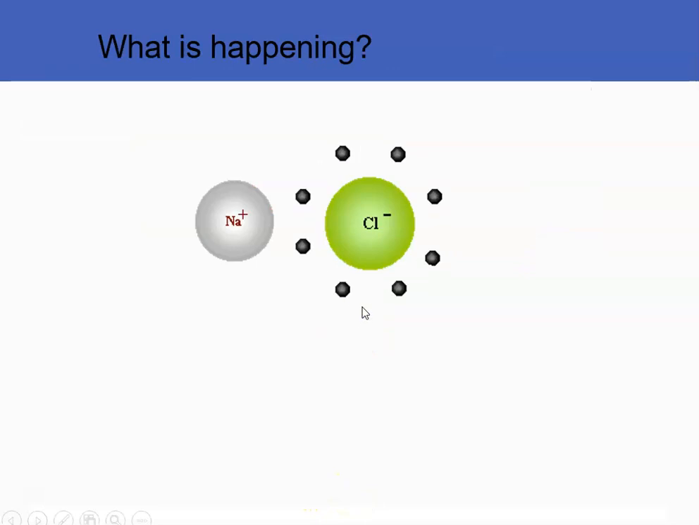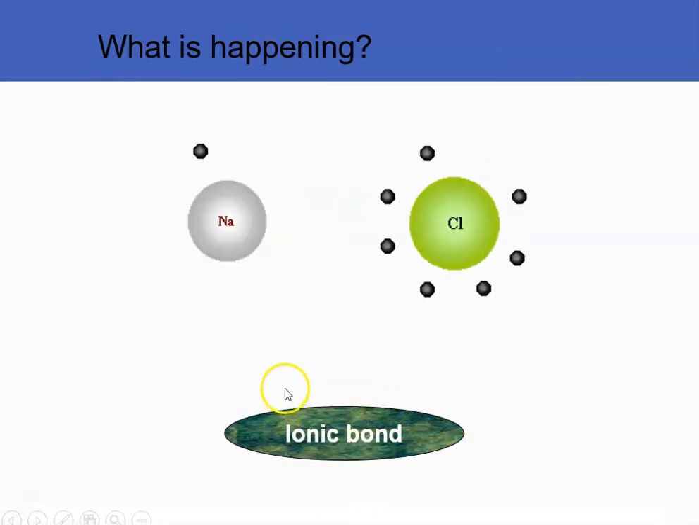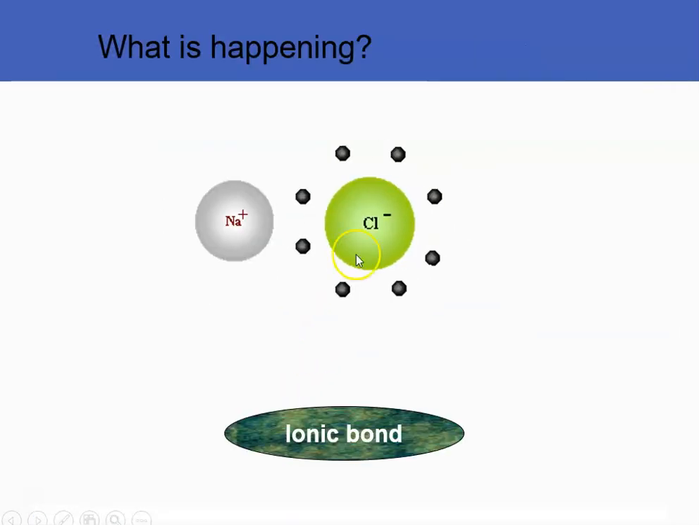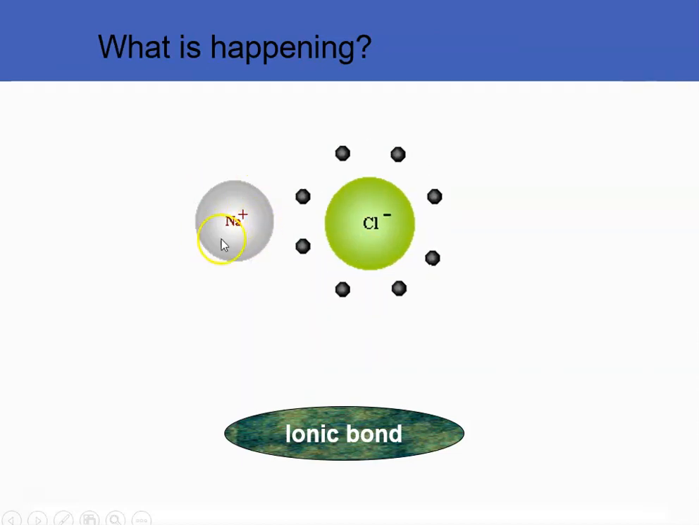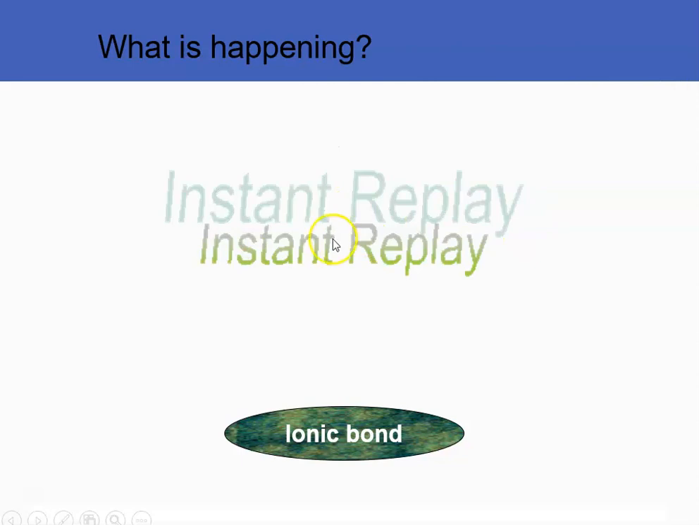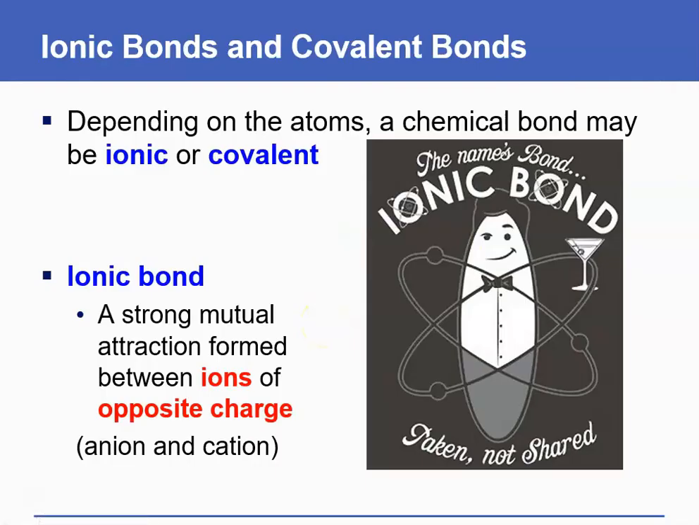So we've got this video, instant replay, what's happening? An ionic bond. Sodium is giving up its electron and chlorine is taking that electron. And then we're seeing that positively charged sodium and that negatively charged chlorine become friends and form what we're going to find out in a moment is an ionic bond.